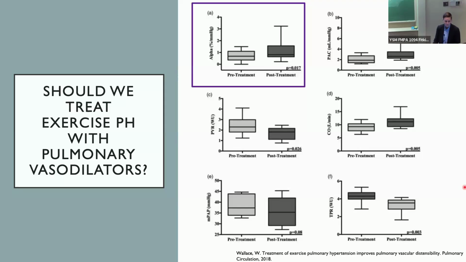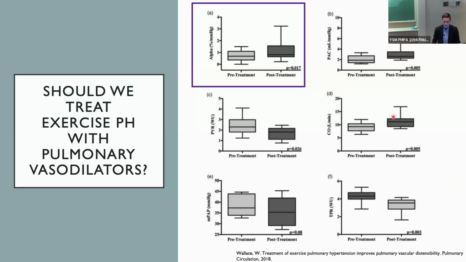suggest a possible benefit. For instance, in the study shown here, peak exercise hemodynamics were measured before and after various pulmonary vasodilator therapies in patients who had evidence of exercise pulmonary hypertension. And we see here on the right that post-therapy, there seemed to be improvement in peak exercise hemodynamic values, including PVR, mean pulmonary artery pressure, compliance, cardiac output.